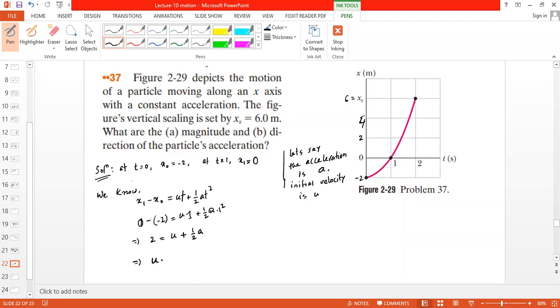So 2 equal to u plus 1/2 a, or we can say u plus 1/2 a equal to 2. Let's say this is equation number 1. Okay.